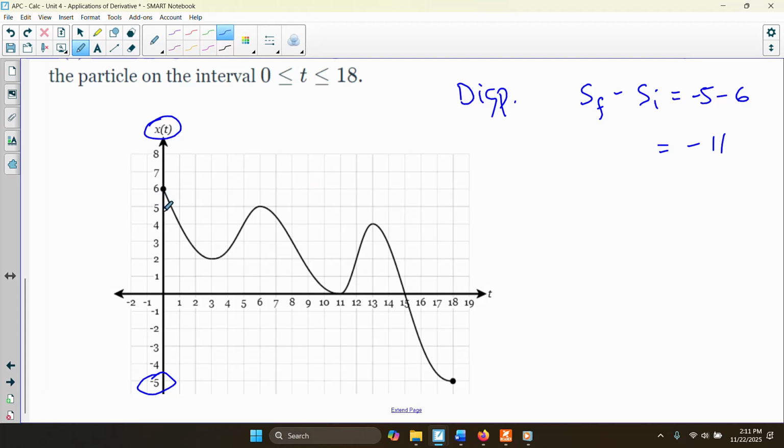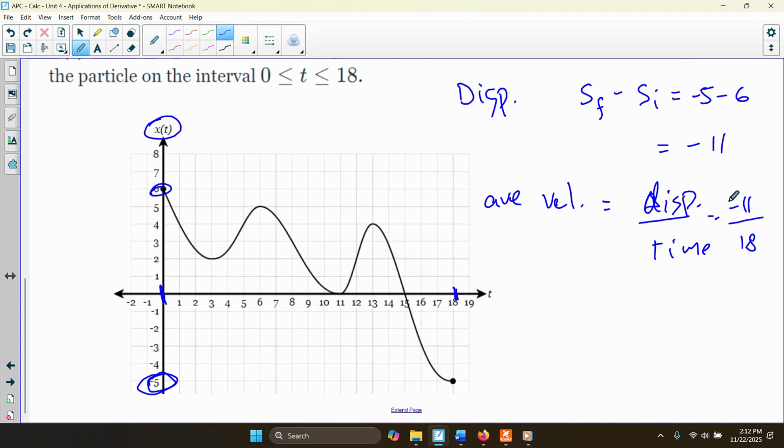So my displacement is negative 11. It went down by 11 floors. It didn't matter what happened in between. It started here, ended up at this level, so it lost 11 floors, negative 11. That's displacement. If I wanted to know the average velocity, which is change in position, displacement, divided by time, this would be negative 11 over how long, the t from here to 18.